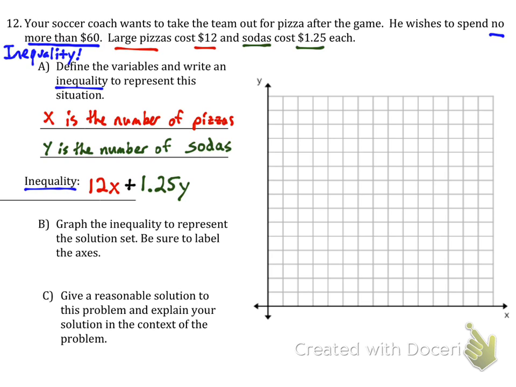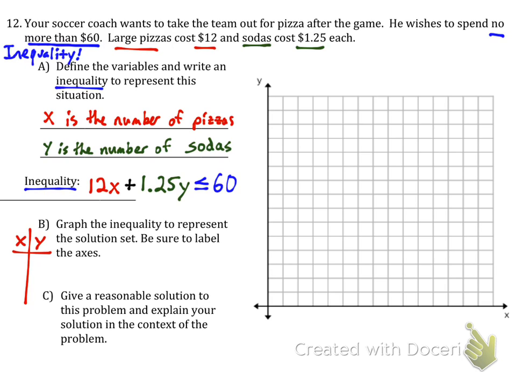The inequality is going to look like this. 12 times the number of large pizzas plus 1.25 times the number of sodas. That, it must be no more than, in other words, it needs to be less than or equal to 60. So there's our inequality. Now, I'm going to graph this.